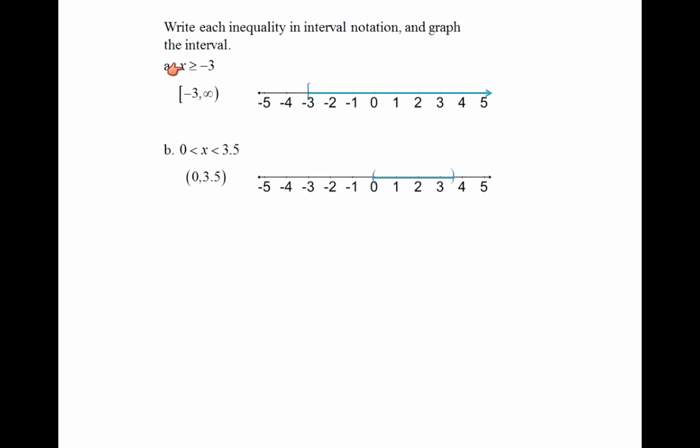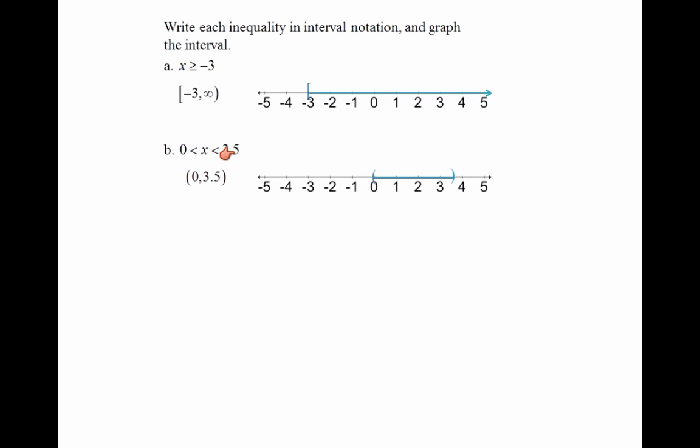Write each inequality in interval notation and graph. So x is greater than or equal to -3. All the numbers that are larger than -3 would be to the right of -3. You notice I'm using a bracket. So brackets, -3, comma, infinity. That's how you write the interval notation.